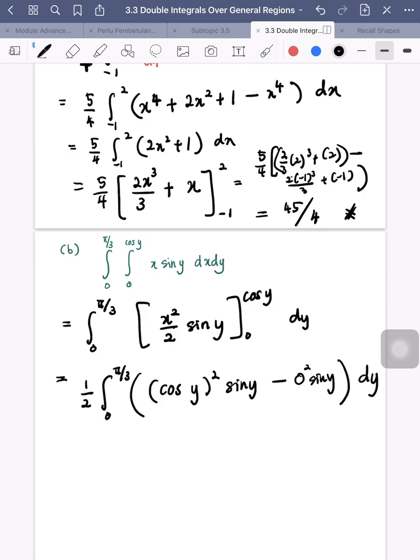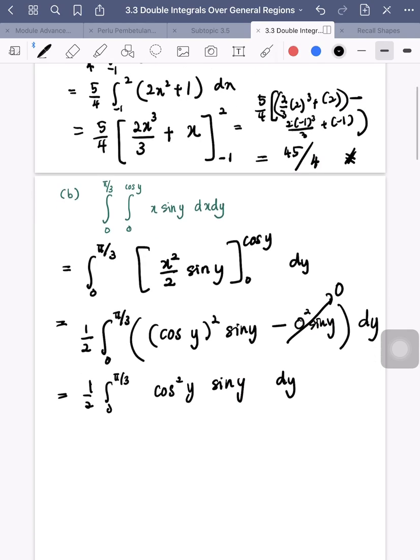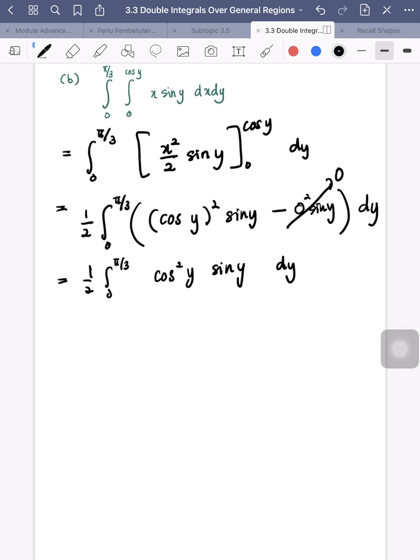Since 0 multiplied with anything is 0, I simplify. I will get the answer: the integral from 0 until pi over 3 of cos squared y sin y dy. Okay, so you simplify, you will get this answer. After this, of course, you need to integrate with respect to y. Here you have y, and here you also have y.